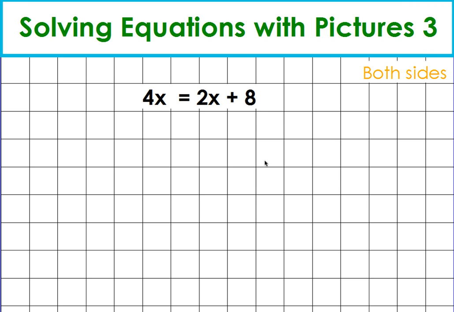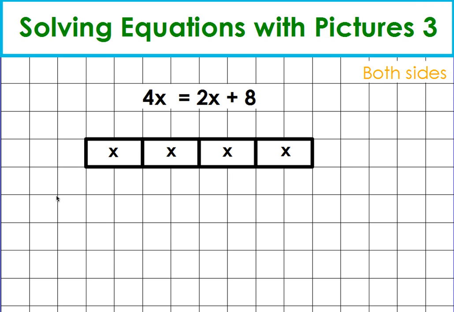And the first thing, as always, is we're going to draw a picture. We've got to draw a box for x, and we need 4 of those. So there we have my 4 x's. You'll notice they're all the same size because x is a number. We don't know what it is, but it's the same number throughout. Okay, so we've got my 4 x's, and usually if they were equal to a number, I would just put a big line along here showing what they were equal to. But they're not. They're equal to 2x plus 8.